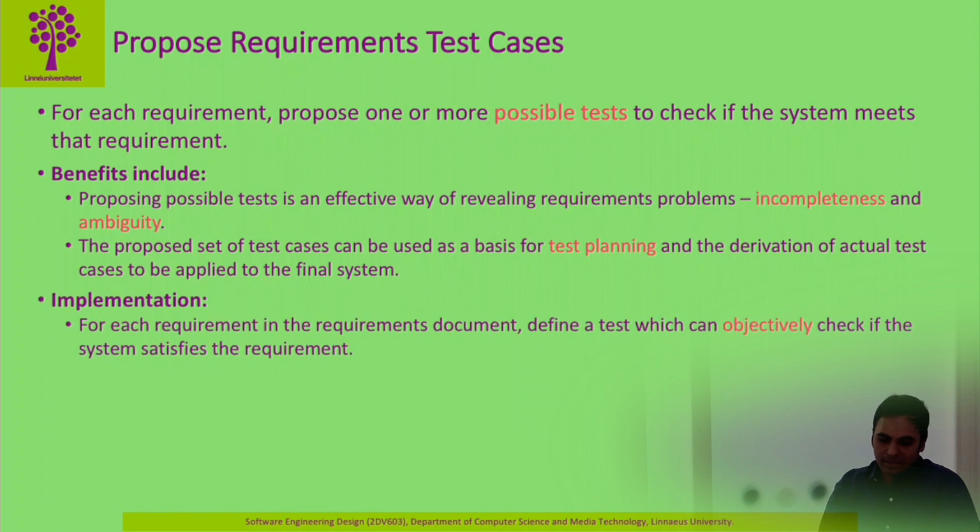And how to implement this? Basically, for each requirement in the requirements document, we define a test case. So here we are defining the test case in text. We are not defining test cases in JUnit, for example, in Java. So we are defining a test which can objectively check if the system satisfies the requirements. So the test engineer will read this test, and will convert it to test cases in a programming language.